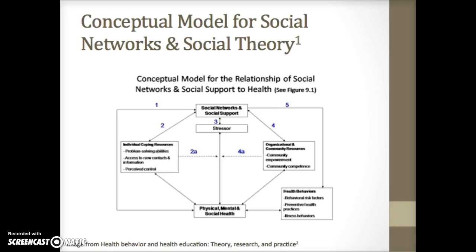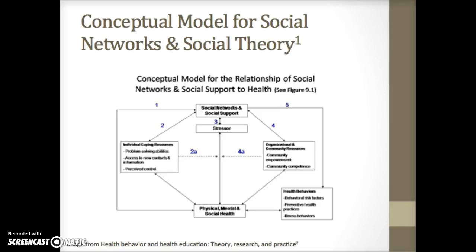Pathways 2 and 4 represent the possible effect that individual and community resources may have on health. If a person has greater access to information and resources, they may feel as though they are better equipped to handle different situations and obstacles.